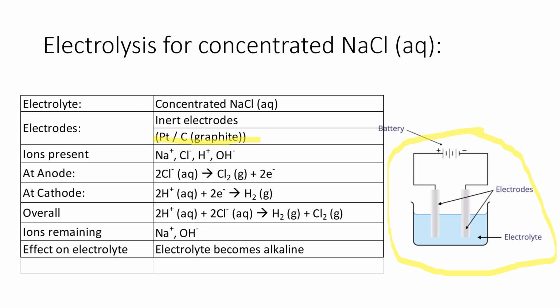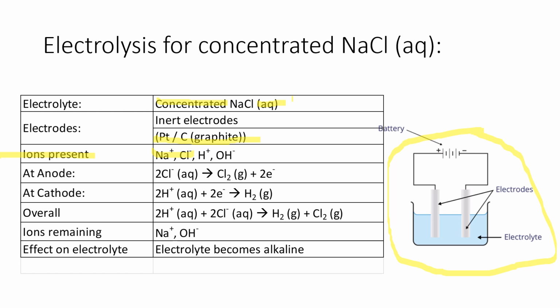Next one. You realize that in this example, it is written as concentrated NaCl AQ. AQ means dissolved in water, so there will be H plus and OH minus. Concentrated just means that there are more Na plus and Cl minus ions. So next, write the ions present. Write the four ions.